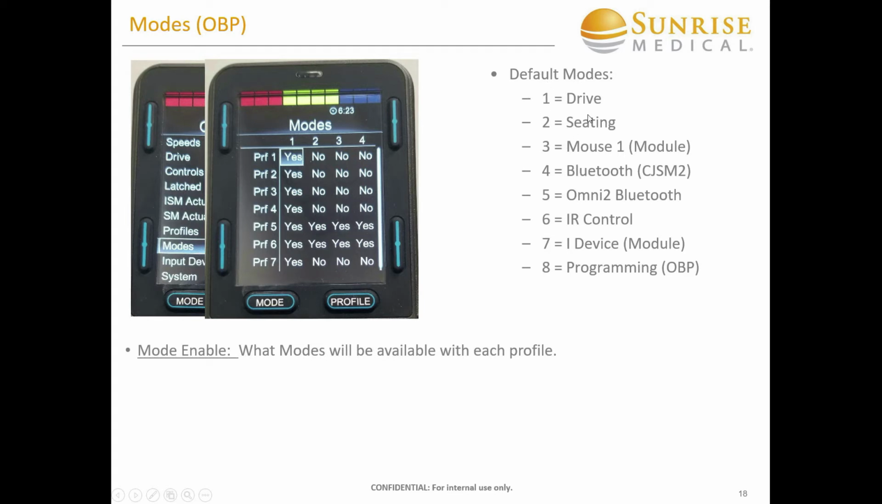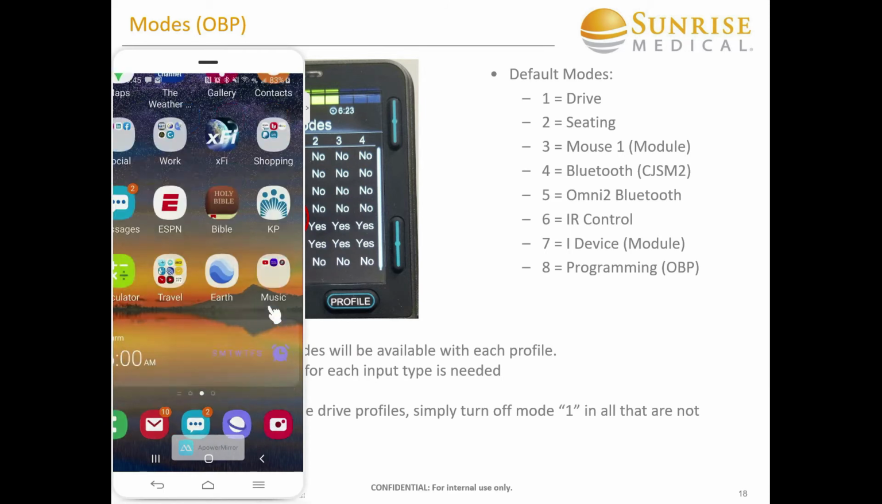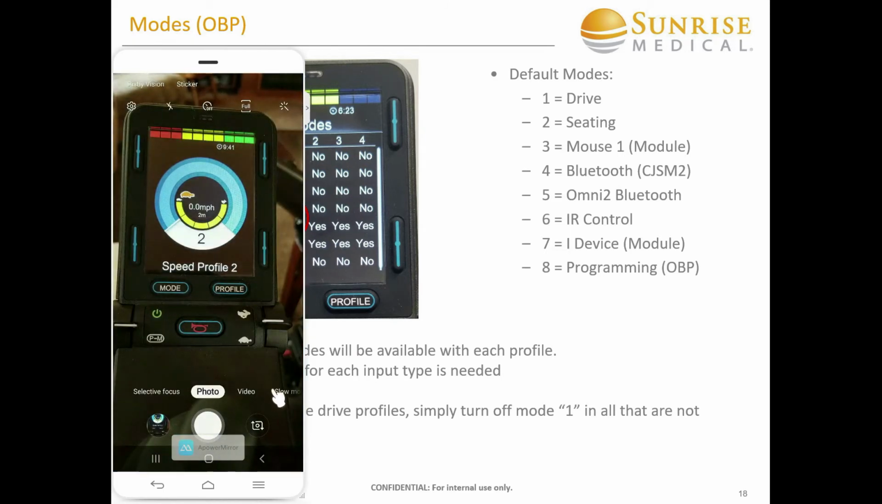The drive profile, mode 1, is the one that's the most key. All these other ones do not need to be populated as long as the input device is set up and common amongst all of the profiles. In this example, profile 5 is the one we have populated. That's the only one we need populated to work with all of the modes within that input device. They're usually set to yes. Now I'm going to show you what this does if somebody goes in here and makes all of these yes. So we're going to set this up.